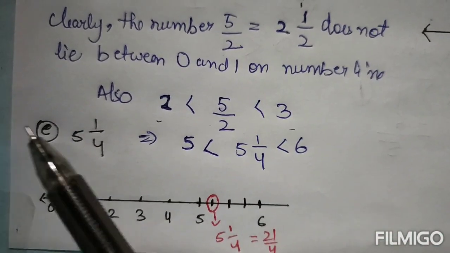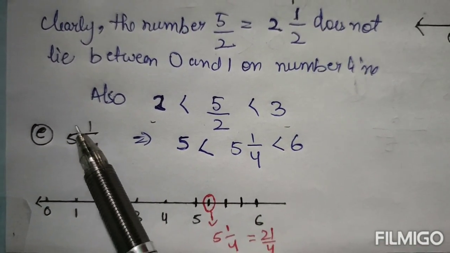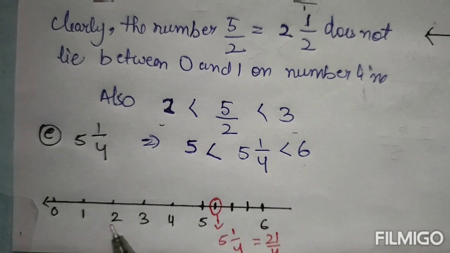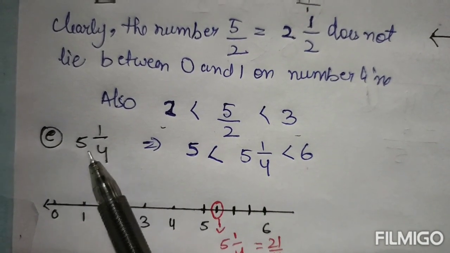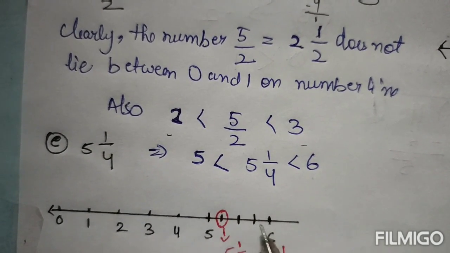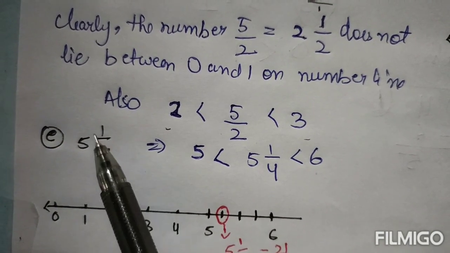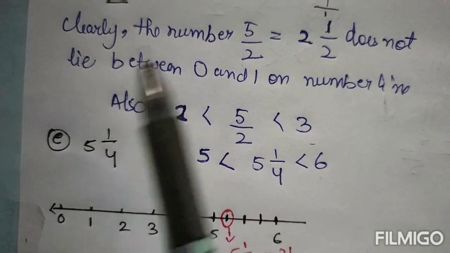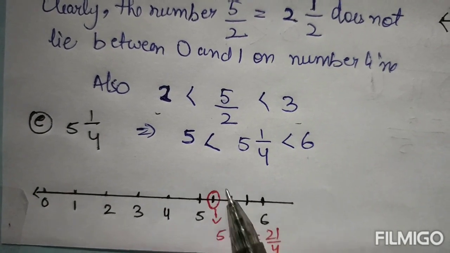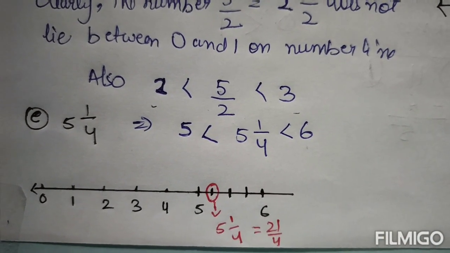Now the E part, you have to represent 5 1 by 4 on a number line. Obviously you can see it is lying between 5 and 6. Clear? So I have drawn this is 5 and 6. Now check the denominator. You have to divide the unit in 4 equal parts, 1 2 3 4. Now you have to move one part to the right of 5. That means this will be your 5 1 by 4, which is 21 by 4 actually. Clear?